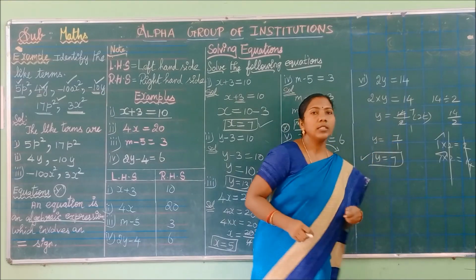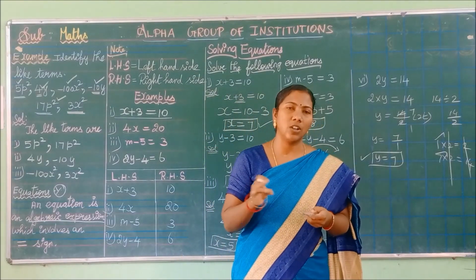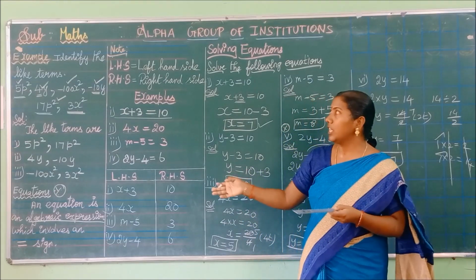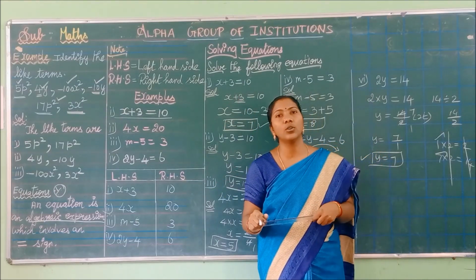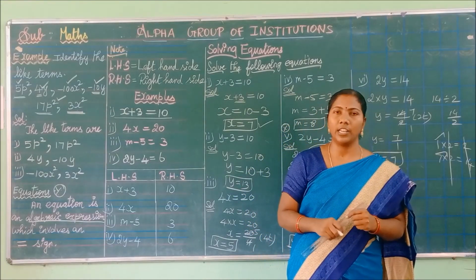Thus we have seen so far in this chapter algebra, variables, constant, algebraic expression, and then like terms, unlike terms, and then equations, LHS and RHS, how to solve the equation. So you have to write your classwork neatly and do your homework correctly. Okay, thank you children.